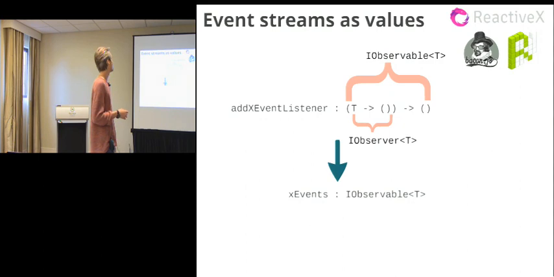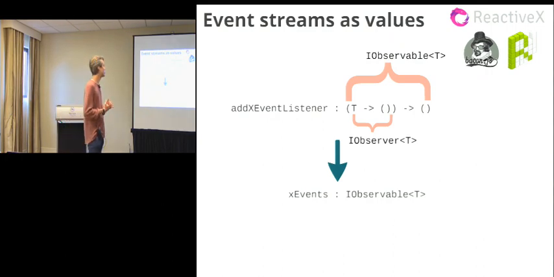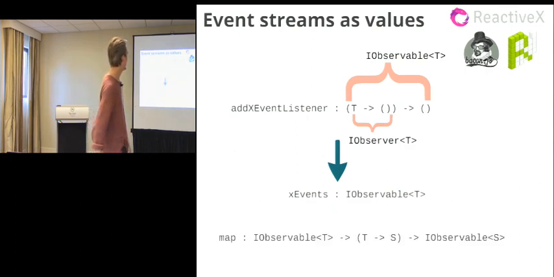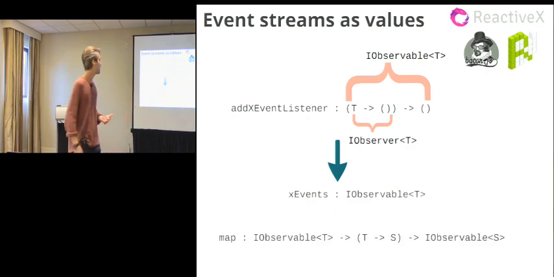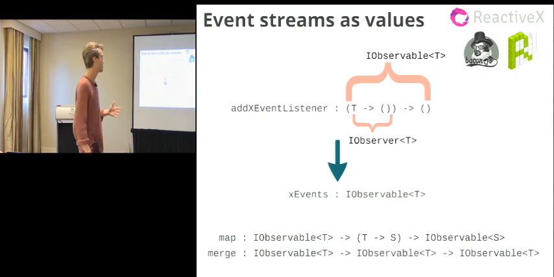And we get some things added which are not mentioned here, so you have a better API for error handling and for completion of event sequences. But really, at the core, I think this is what Rx is about. And this allows you to now define operations easily that work on these event sequences. So you can define a map operation, and you can define a merge operation, and all kinds of other more complicated operations, and work with that.